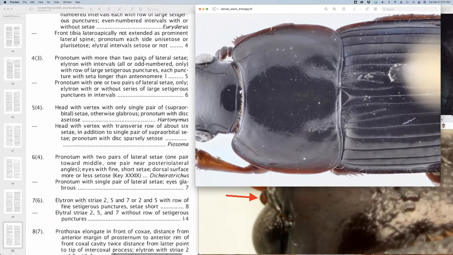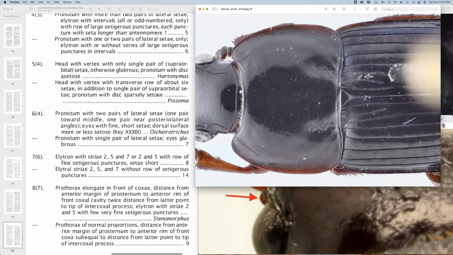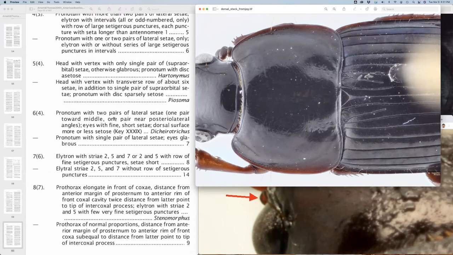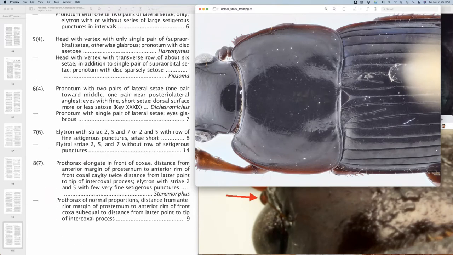But again, remember that it was more than two or one or two. So this still counts as one or two. We're still at couplet six where we should be, but the pronotum has a single pair of lateral setae and the eyes are glabrous. So we're going to go to seven. Here it's asking about the elytron with striae 2, 5, and 7 with setiferous punctures and short setae, or 2, 5, and 7 do not have setiferous punctures.